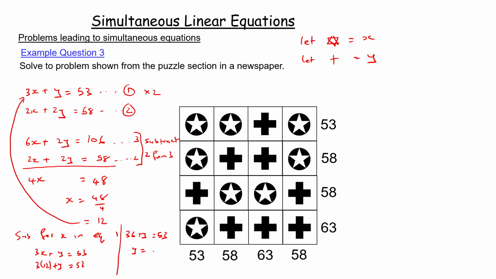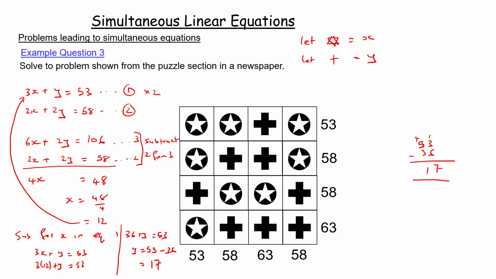So y is equal to 53 minus 36, which is, just going to work it out on the side here, 53 minus 36. No calculators. There goes 4. 17.